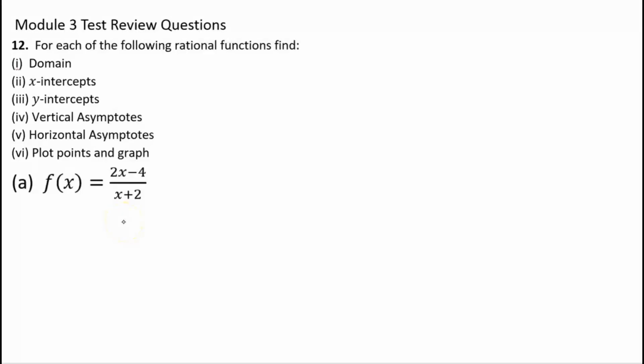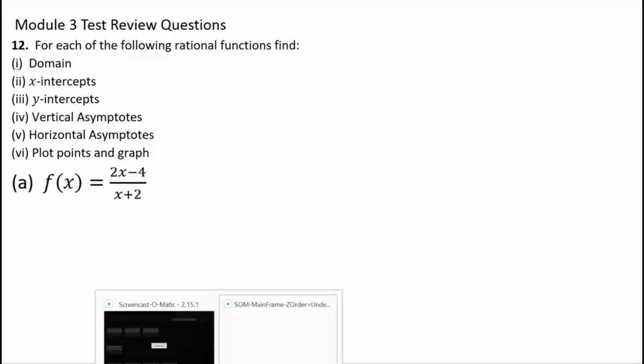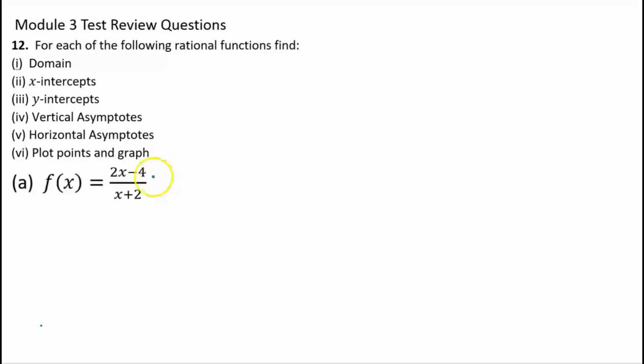Now to find the domain, you don't simplify the function first, you just find the domain. But here's some advice right off the bat. Whenever you're given a function, I suggest go ahead and simplifying it. Okay, so here we go. Look, there's a greatest common factor up there of a 2. I'm going to pull that out. That's 2 times x minus 2 over x plus 2.